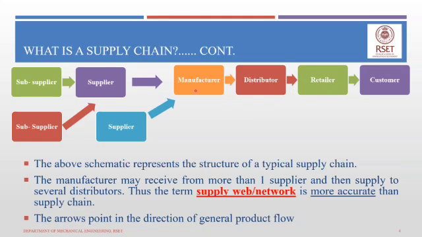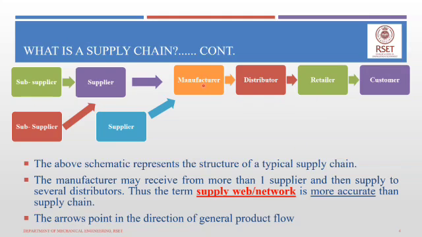Okay, if the manufacturer themselves have their own logistics facility with their own transportation facilities, then there is no requirement for a third party transporter to be there. So essentially, this is what a supply chain looks like.